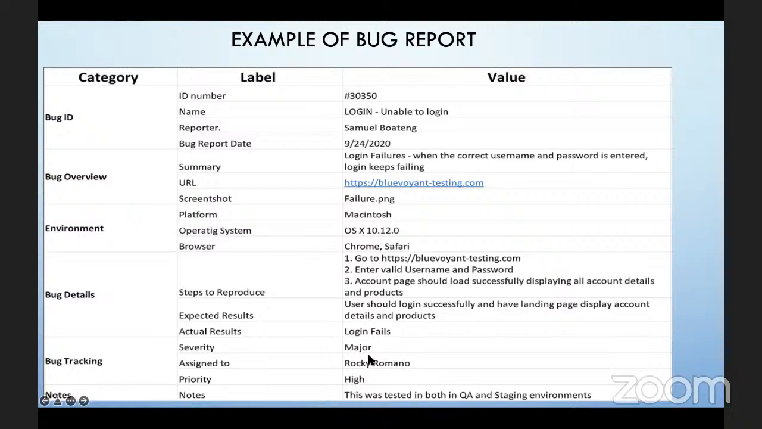Almost like a showstopper. So again, steps to reproduce it, the severity, and then the priority as well. And then you can have additional notes right here. If you have additional comments, you can put them in. So this was tested in both QA and staging environments, and you were still able to see this same issue. Any comment you want to put in, additional notes to help aid whoever is going to be replicating the issue, so they can do it right. So this is an example of a bug report.